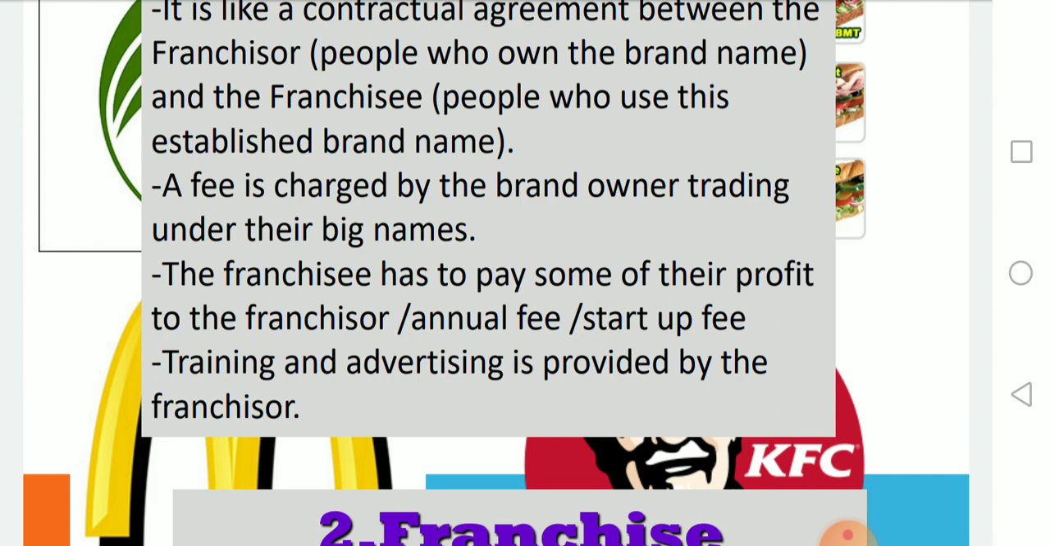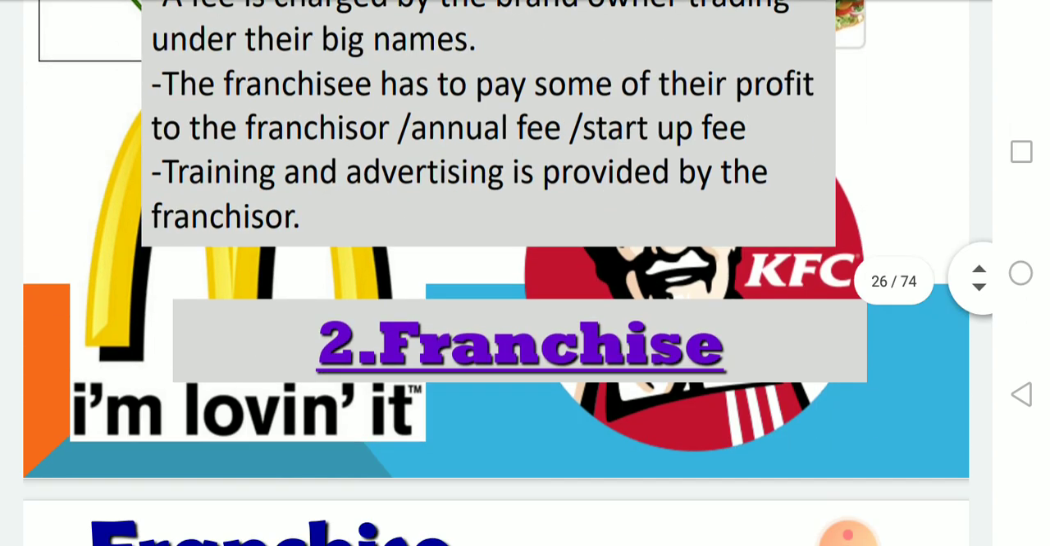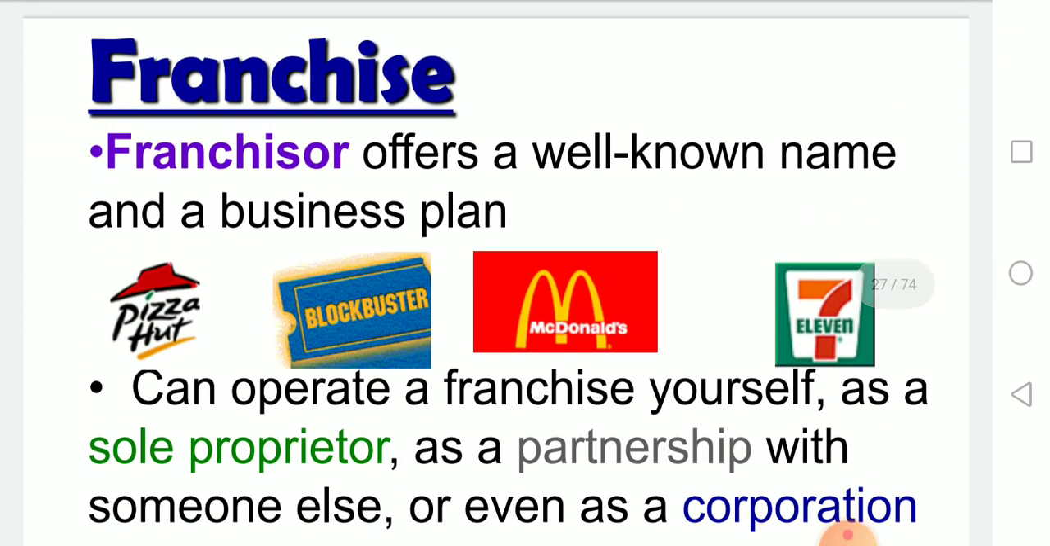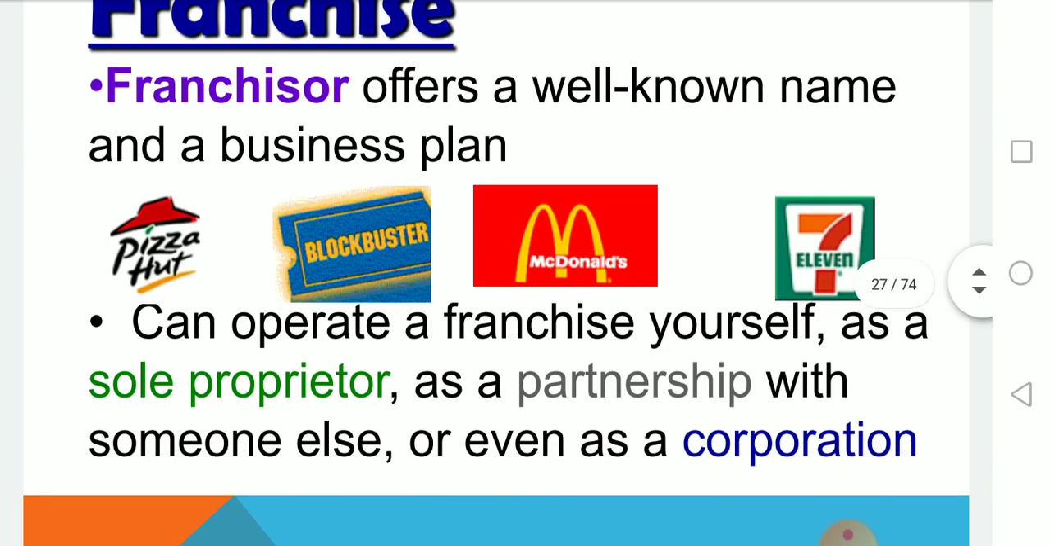Training and advertising is provided by the franchisor. He's responsible for training the employees and for the advertisement. The franchisor offers a well-known name and a business plan, like Pizza Hut, Blockbuster, McDonald's, and 7-Eleven. You can operate a franchise yourself as a sole proprietor, as a partnership with someone else, or even as a corporation.